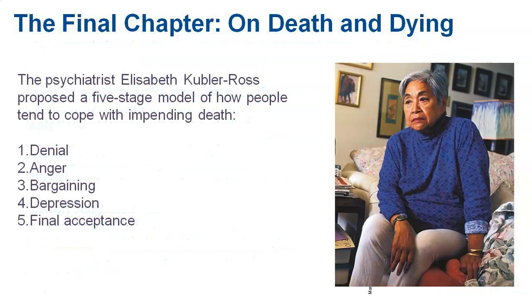And then the very final thing, in more ways than one, is Kubler-Ross and the 5 stages of how people tend to cope with impending death. And you will just need to know the order. What are the 5 stages? So denial, anger, bargaining, depression, and then final acceptance. I believe that question has it where it's the odd one out. So you will just need to know what those 5 are, and you'll be able to figure it out.